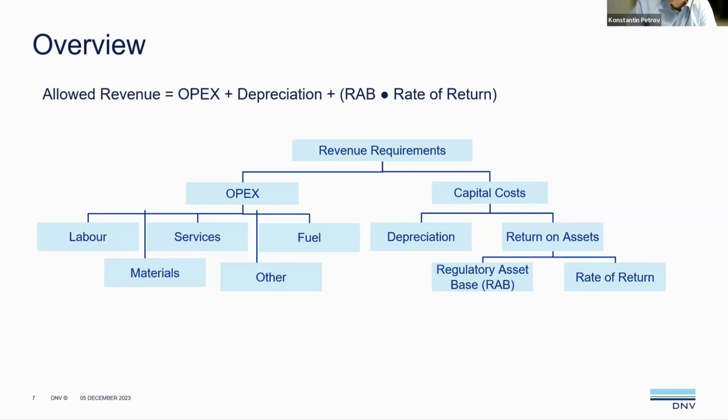In this case, if the company has generation and networks, transmission and distribution, that will be all the value of the assets together. They will take the residual, non-depreciated value and multiply it by the percentage, the allowed rate of return, and get the return on assets. Return on assets together with the depreciation will be the capital cost. Capital cost together with the operating cost will be the allowed revenue. That is the process in a nutshell.